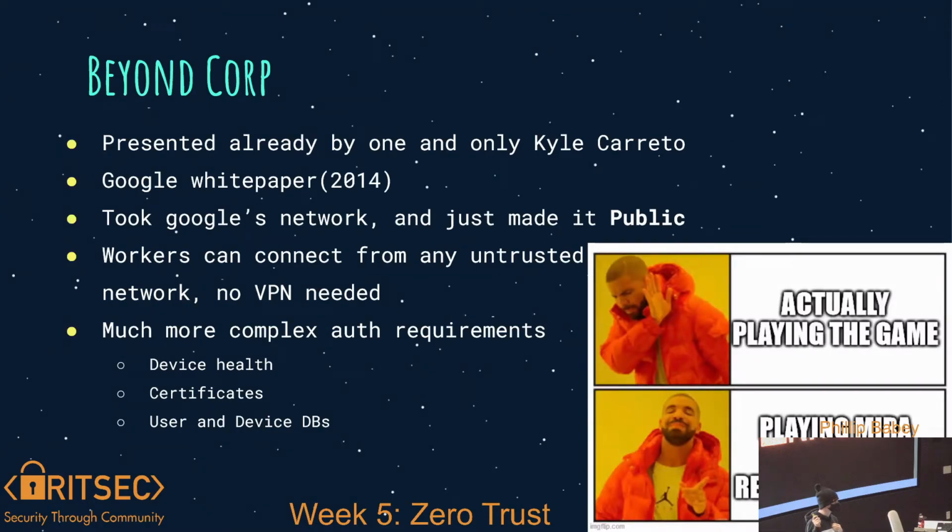This is a really good example. Probably credited a talk on it. Google's implementation of zero trust. In the white paper, they pretty much took their network completely public, accessible through public DNS or public IPs. And they had a ton of complex authentication requirements so that workers could access from anywhere, any network, anything.